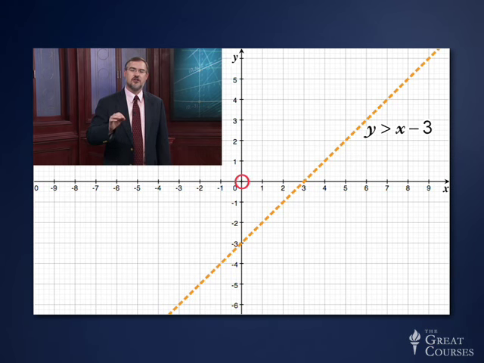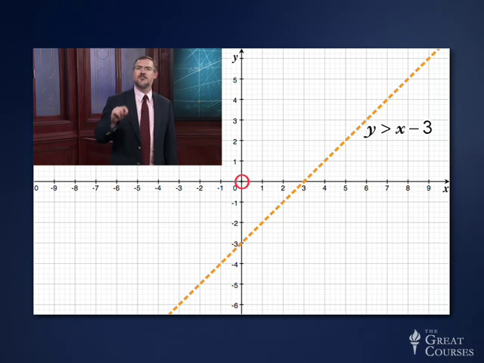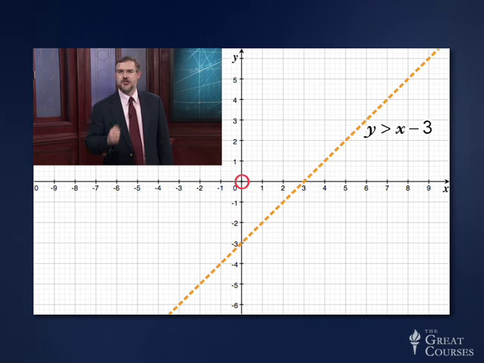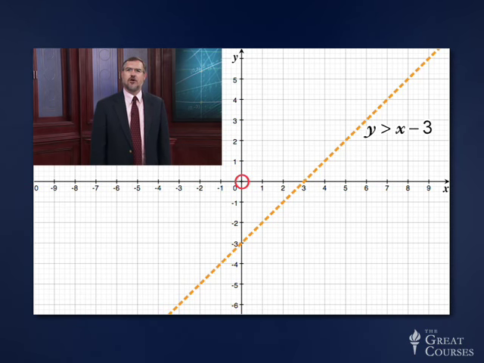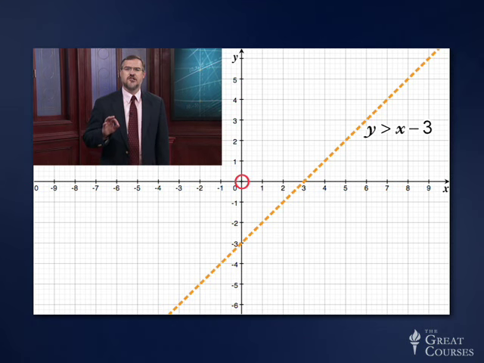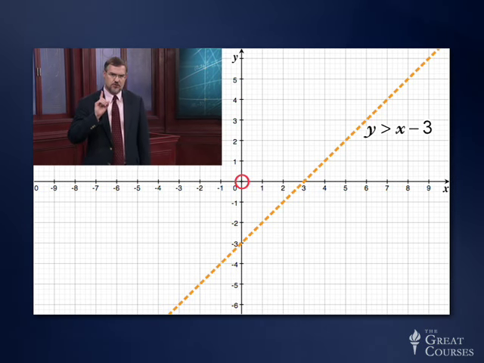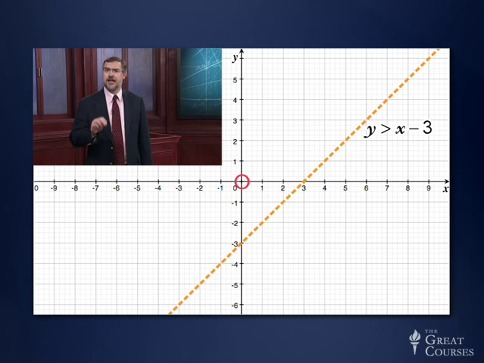So here's what I'm asking now. Is the origin in the solution set of the inequality y is greater than x minus 3? Plug in 0 for x, plug in 0 for y. Let's see what you get. The left-hand side, y, is just 0. The right-hand side becomes 0 minus 3, which is negative 3. So the inequality says 0 is greater than negative 3. Now, you've got to pause and ask yourself, is 0 greater than negative 3? Well, the answer is yes.